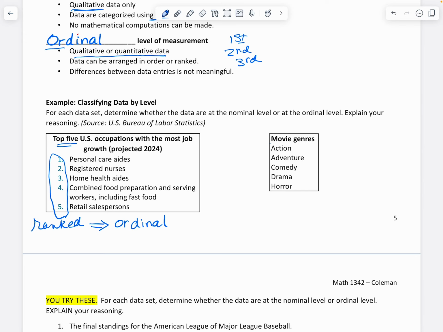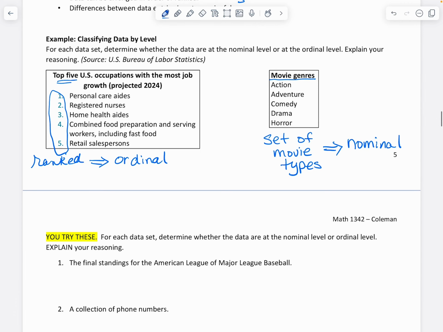The second chart here is movie genres. They don't talk about how they're ranked. They don't talk about who likes most. In fact, if you look at the list, it's just alphabetical. So there's really no information other than it's a set of movie genres. So this one is just a set of movie types, making this nominal. It's the lowest level of data. It's just information.